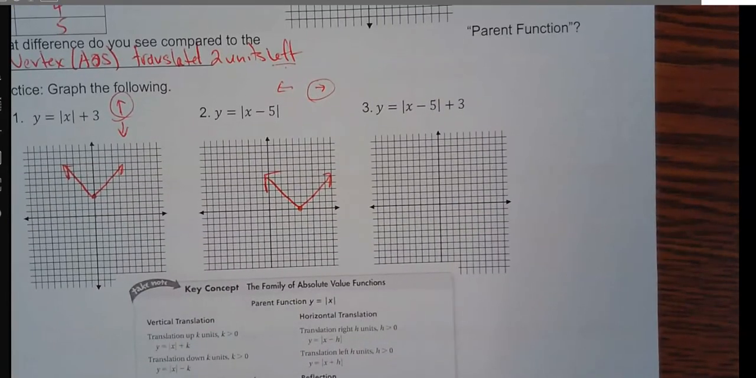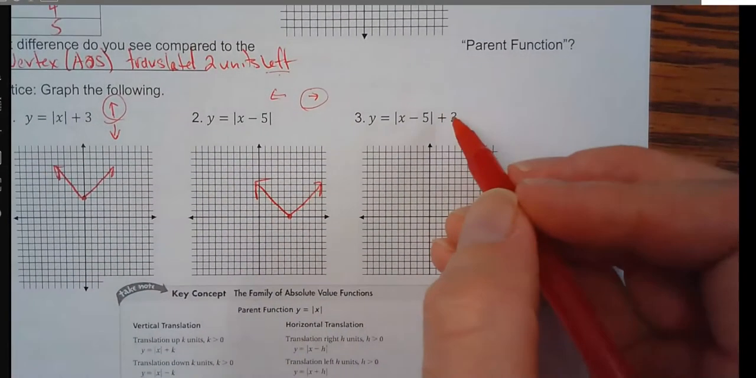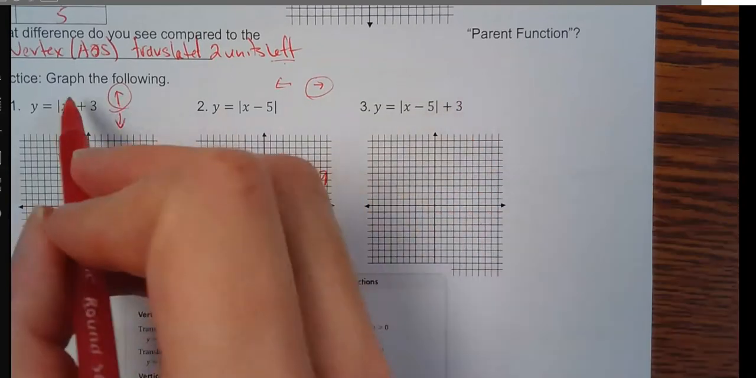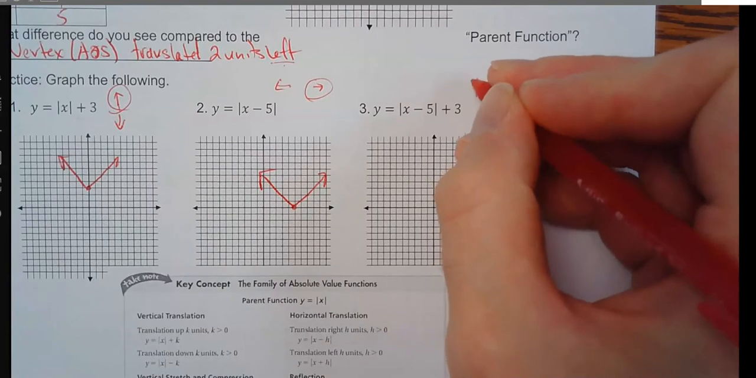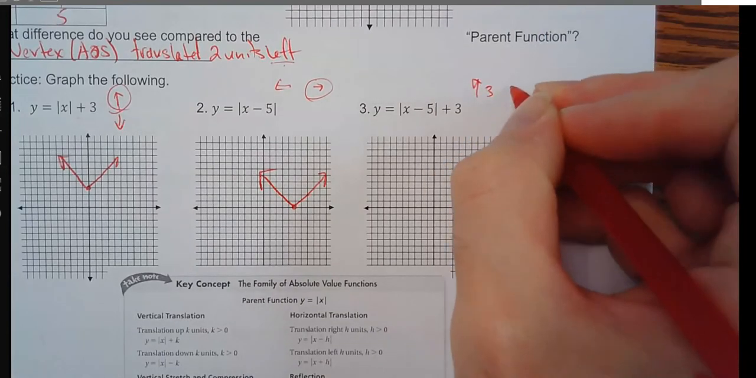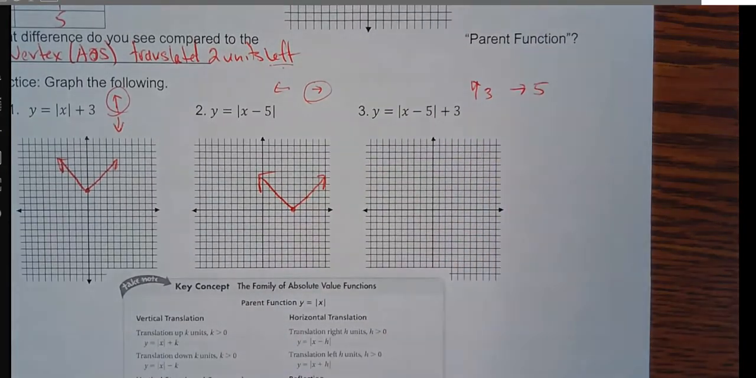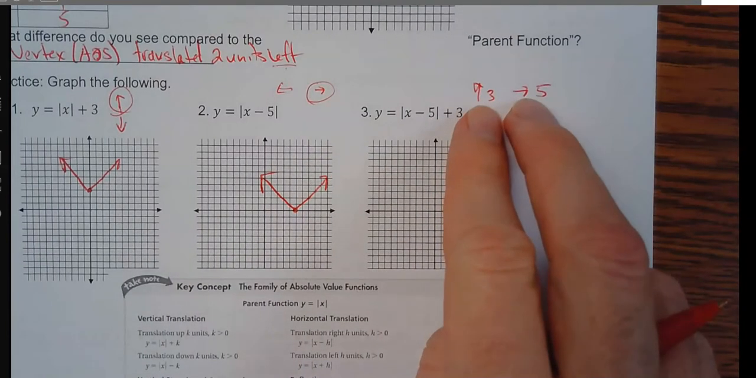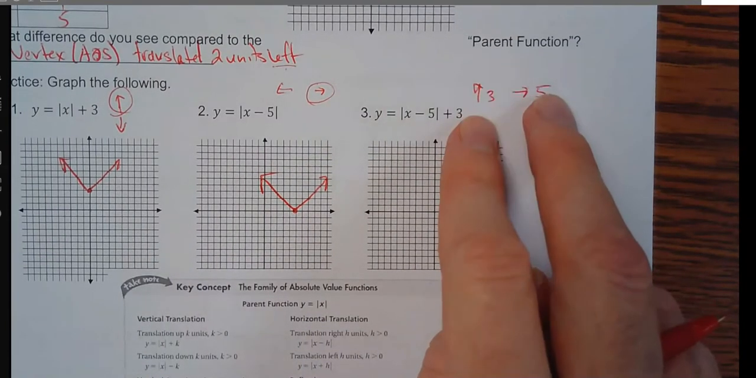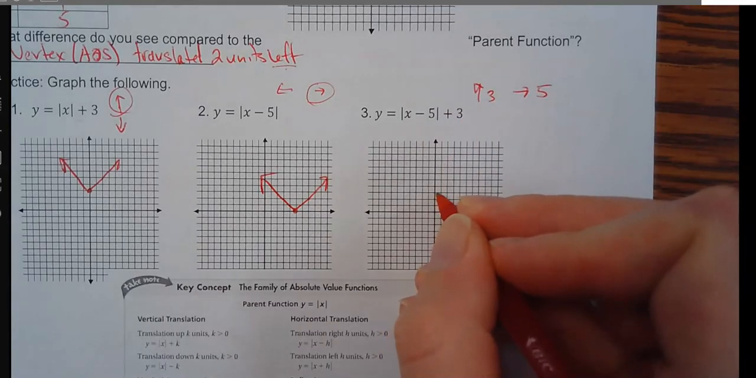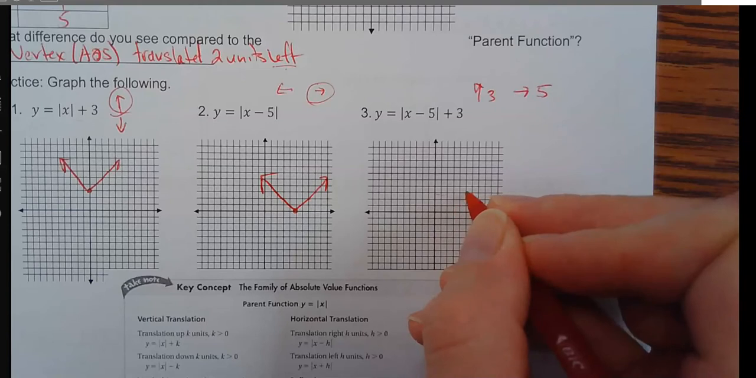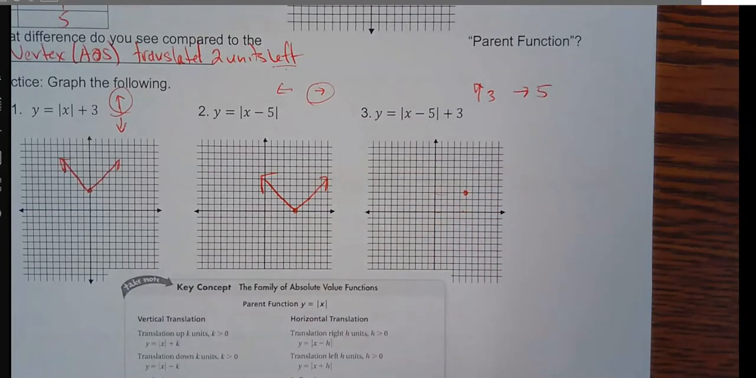And then this guy here, I've got two things going on at once. It's both of these. So I'm going to go up and I'm going to go right. So I'm going to go up 3, and then I'm going to go right 5. And it doesn't matter what order you do this. Okay, if I went right 5, then up 3, I'm going to land at the same spot. So start at the vertex, go up 3, right 5. Again, I could go right 5, up 3, doesn't matter. I get the same spot both ways.